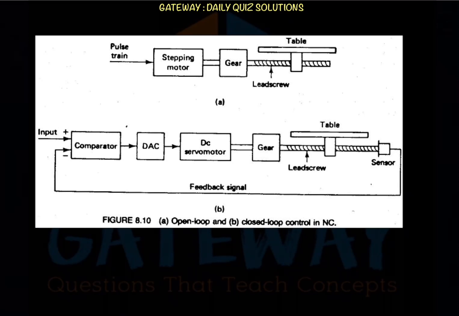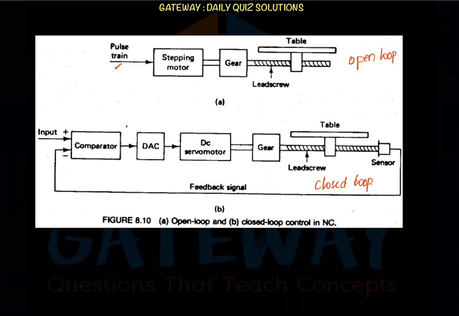Generally in CNC we will have two types. One is the open loop type, and the other is the closed loop type. What are the open loop type and closed loop type? In the open loop type, we don't have any feedback mechanism. So what exactly is happening during the cutting is not known to the machine, not known to the computer. Its work is just to give the pulse train.